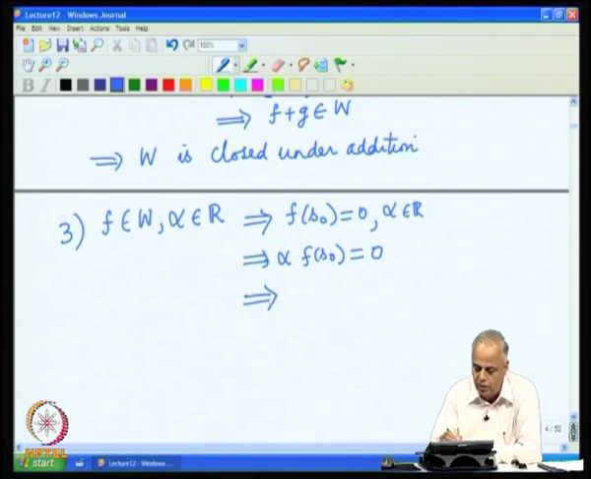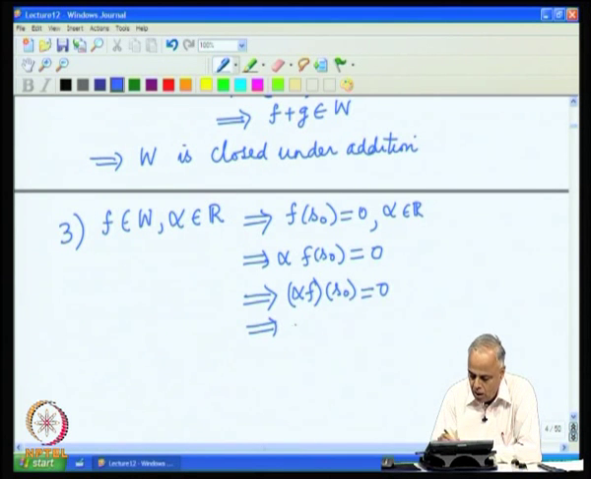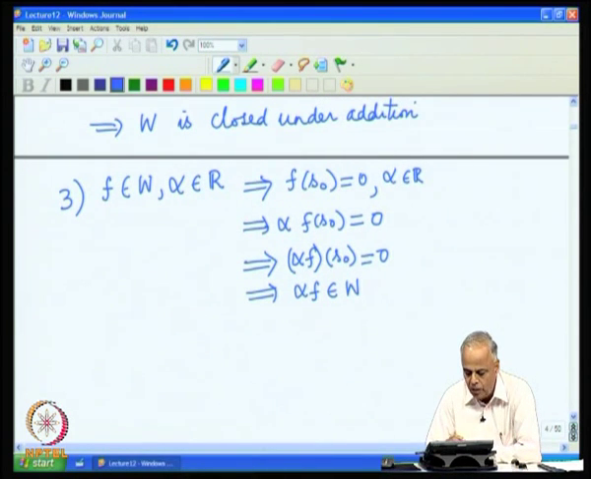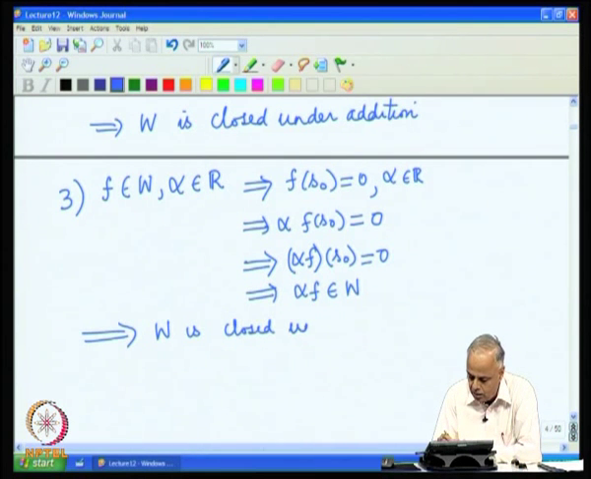By the definition of scalar multiplication of functions, the value of the function alpha f at the point S naught is alpha times the value of f at S naught, which is 0 from above. So, we get alpha f takes the value 0 at the point S naught. This means alpha f also qualifies to be in W. Thus, whenever f is in W and alpha is in R, alpha f is in W. That says W is closed under scalar multiplication.